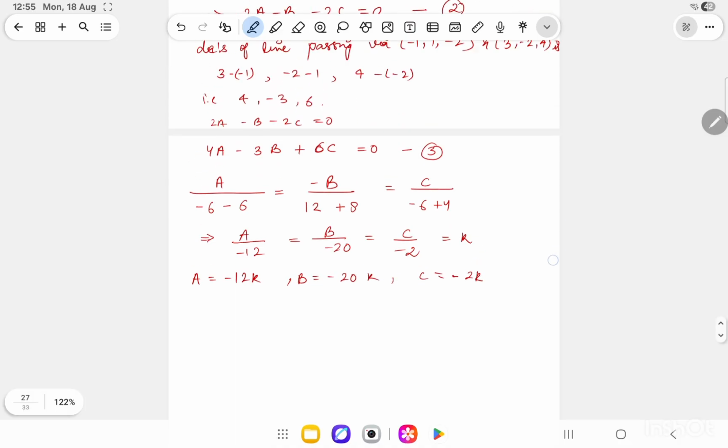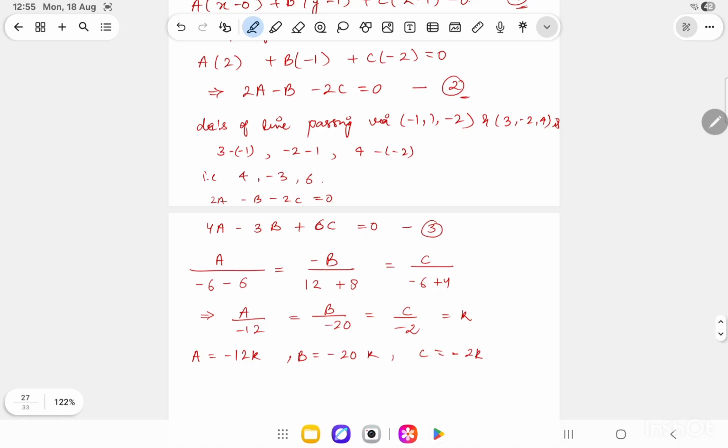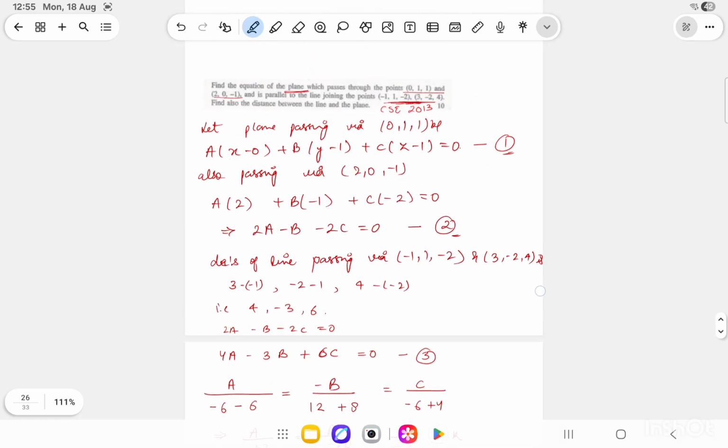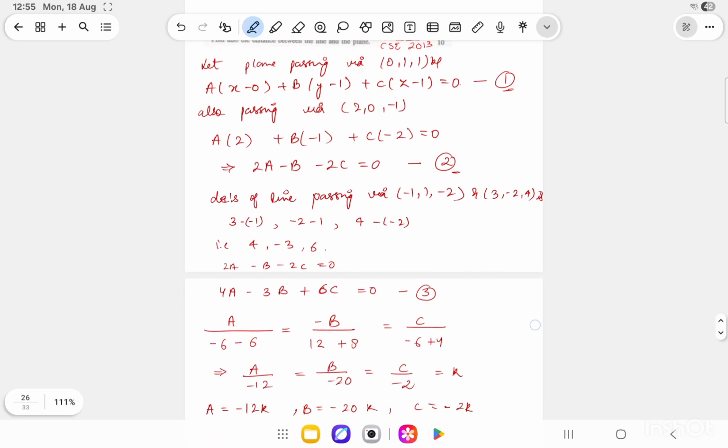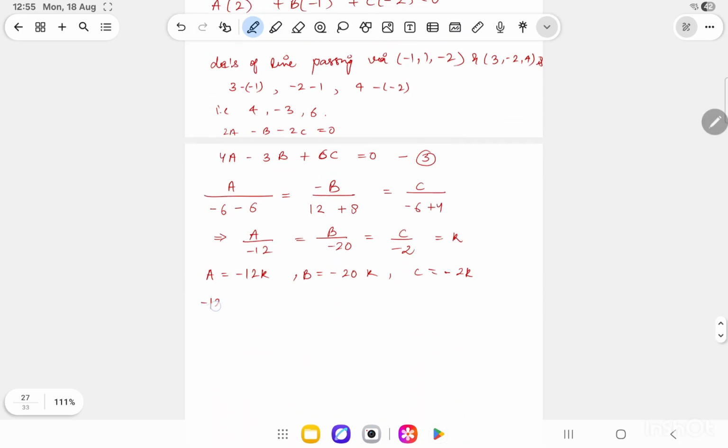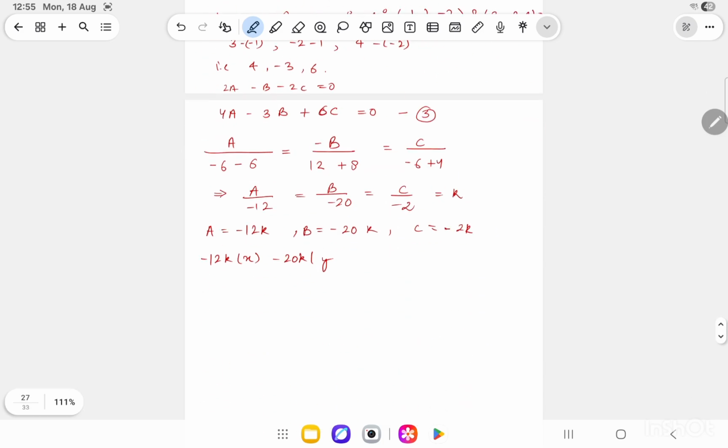So we can just substitute the values of a, b, c in equation number 1 to get the plane which is required. So that is minus 12k into x, minus 20k into (y minus 1), minus 2k into (z minus 1) equals 0.